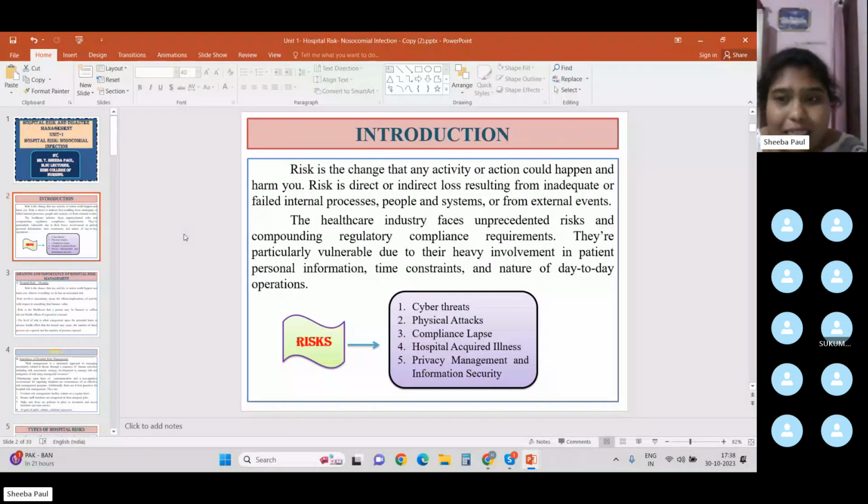The healthcare industry faces unprecedented risks and compounding regulatory compliance requirements. They are particularly vulnerable due to their heavy involvement in patient personal information, time constraints, and the nature of day-to-day operations. As I am talking about hospital risks, it is completely hospital and patient oriented. Whenever we talk about risks, they can be mild, moderate, or severe, and they happen because of the situation or because of negligence. Major risks seen in general are cyber threats, physical attacks, compliance lapse, hospital acquired illness, privacy management, and information security. We'll see each factor in detail. Let's move on to the next segment.